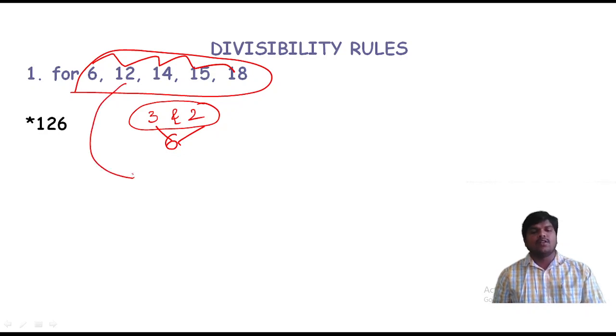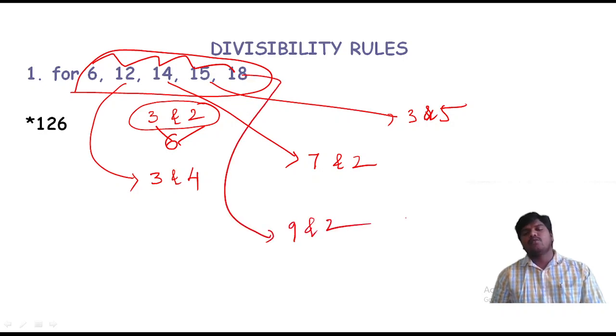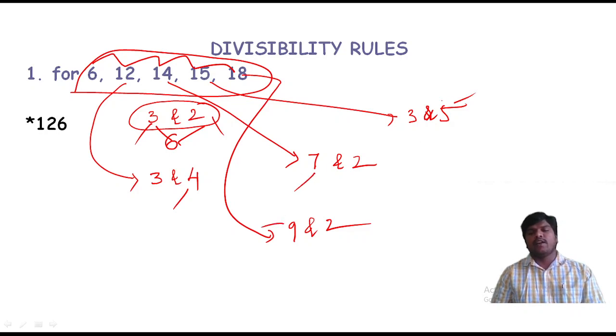Right? And 12. If the number is divisible by 3 as well as 4, it is also divisible by 12. And for 14, 7 and 2; 15, 3 and 5; and 18, 9 and 2. Okay, already we have seen for 3, 4, 2, 7, 9, 5. It is very easy.